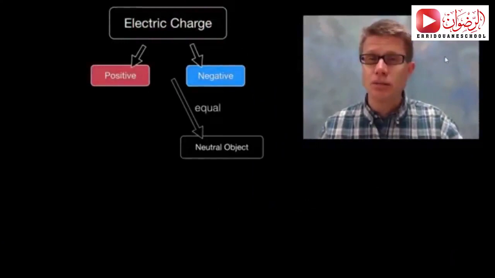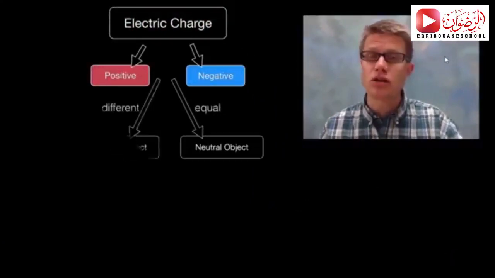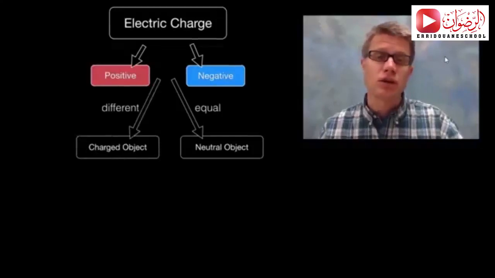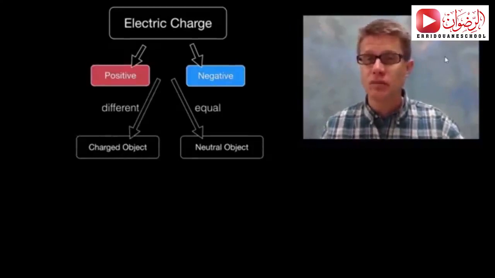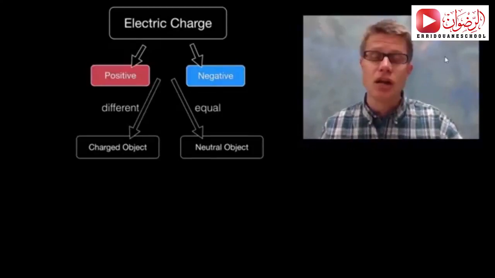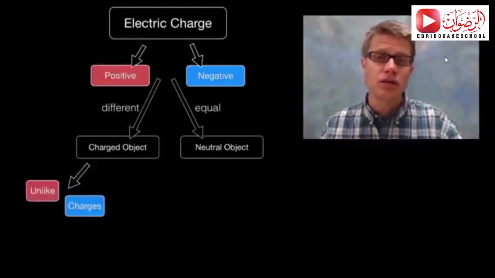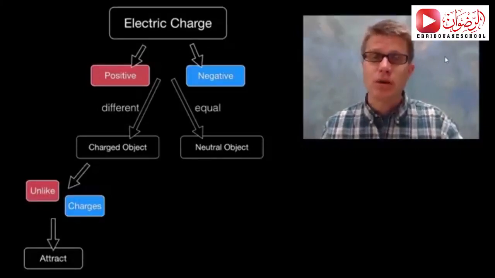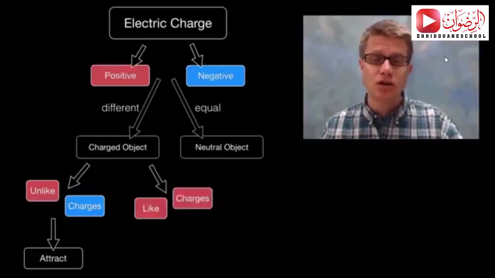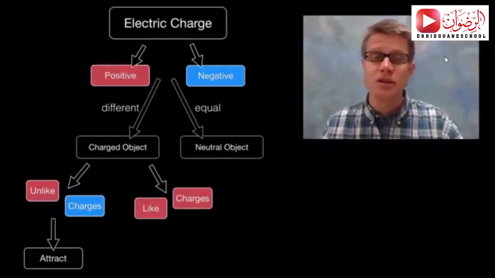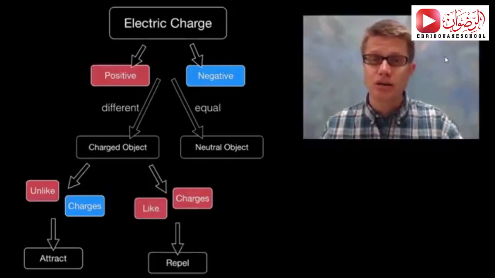If we have a neutral object, it's going to have an equal amount of each of those different charges. But if it's a charged object, like a balloon, then it's going to have differences in the number of electric charges. If it's a negatively charged object, it's going to have more of the negative charges. And if it's a positively charged object, it's going to have more of the positives. Now let's say I bring two objects with different charges next to each other. There will be an attractive force between the two. But if we take two objects that have the same charge, both positive or both negative, they're going to repel each other.